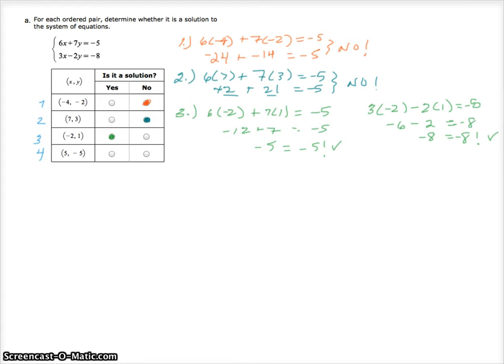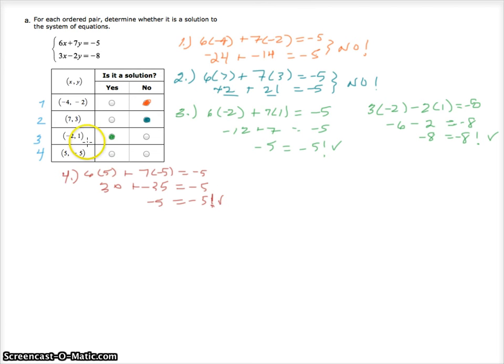Alright, let's go to number 4. Move that one down here. So number 4 is 5, -5. So we're going to plug 5 and -5 in. So it's going to be 6 times 5 plus 7 times -5 equals -5. Well, this is 30 plus -35, which equals -5. Well, 30 plus -35 does equal -5. Okay, so that one works.